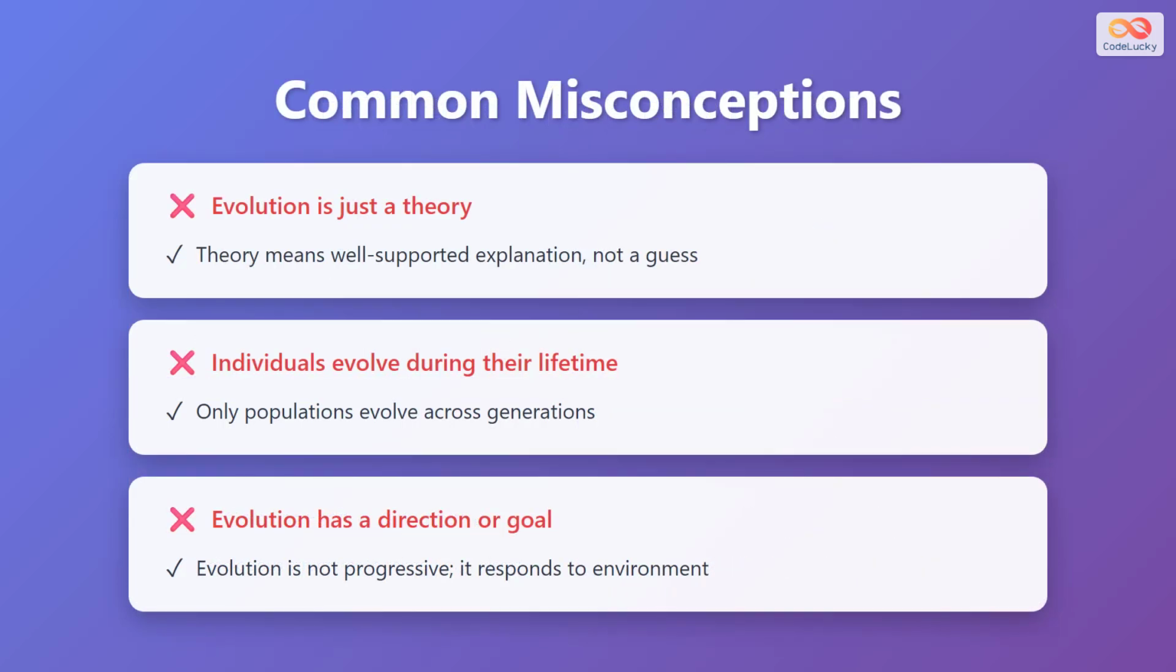Let's clear up some common misconceptions about evolution. First, evolution is just a theory. In science, theory means a well-supported explanation backed by evidence, not just a guess. Second, individuals do not evolve during their lifetime. Only populations evolve across generations through changes in gene frequencies. Third, evolution does not have a direction or goal. It's not progressive or leading toward perfection. Evolution simply responds to environmental pressures, and what works well in one environment may not work in another.